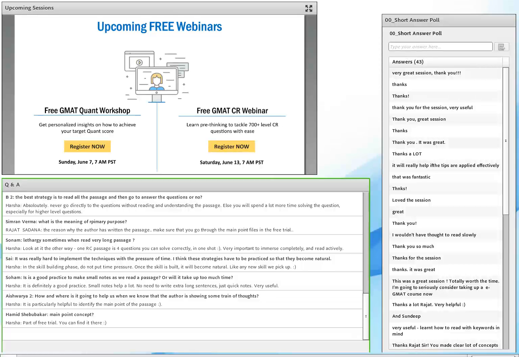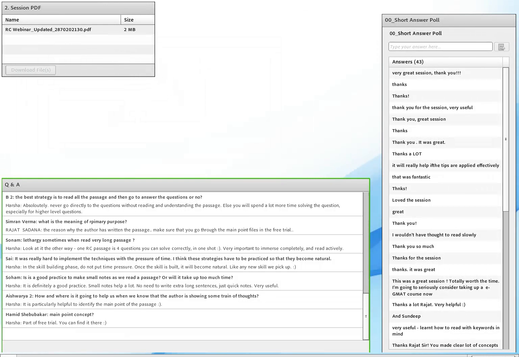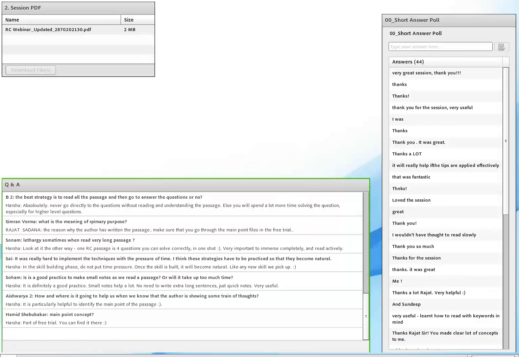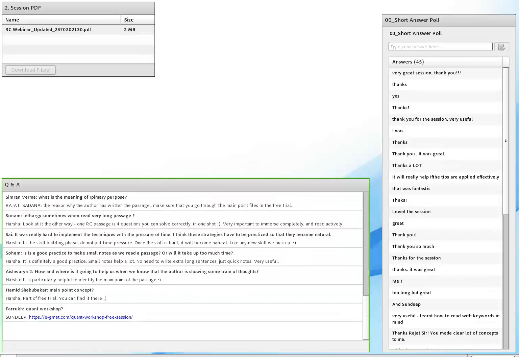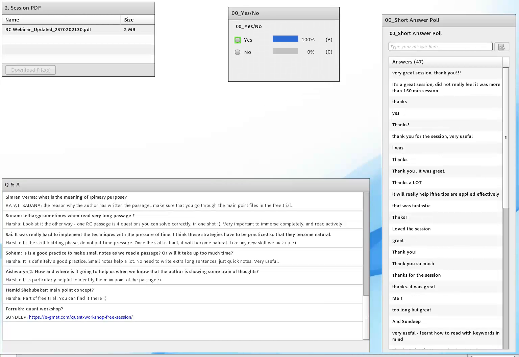How many of you are aware that you can now use a real whiteboard? Let me just put in a yes/no poll over here. How many of you are aware that you can now use a real whiteboard on GMAT at home? Select yes if you are aware, select no if you're not. So you can now use a real whiteboard when taking the GMAT from home.